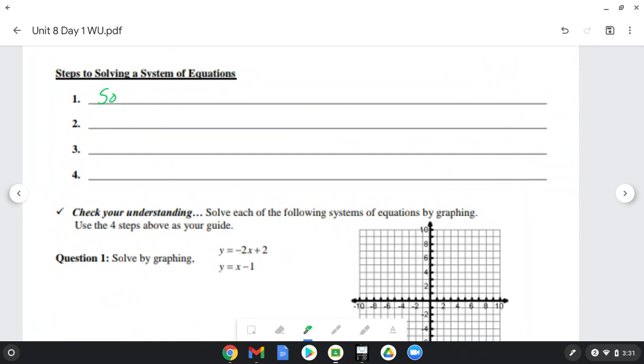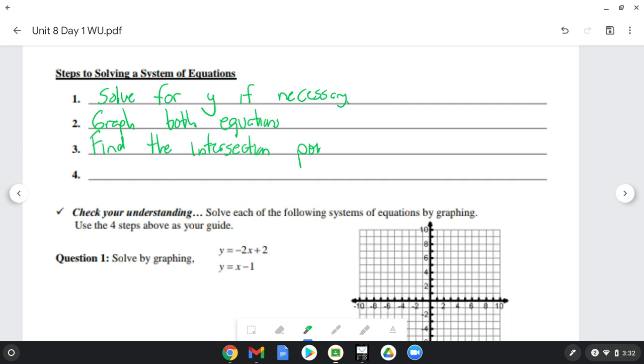Step one is to solve for y if necessary. So you look at both equations, we're going to solve for y. Step two is to graph both equations. Step three is to find the intersection point. And then step four is to write your answer as an ordered pair. And that's always x comma y. Right? So let's see what we have here in the first one.